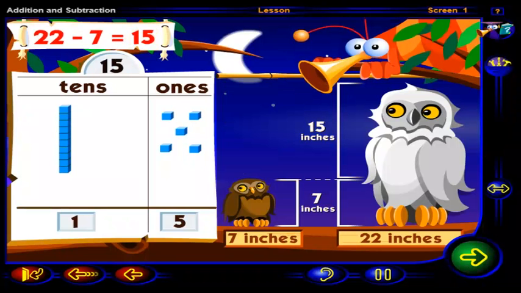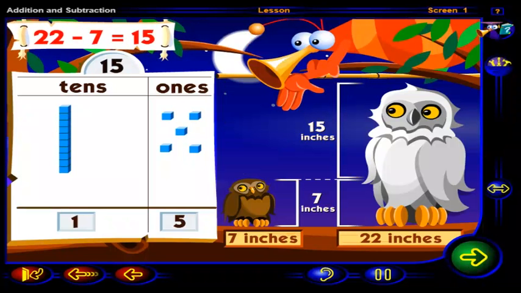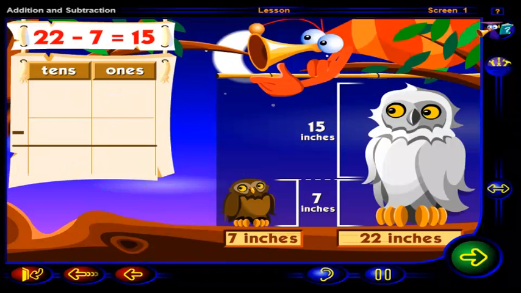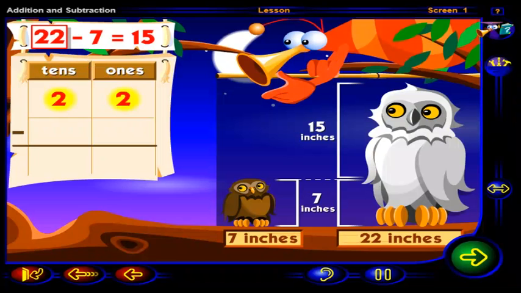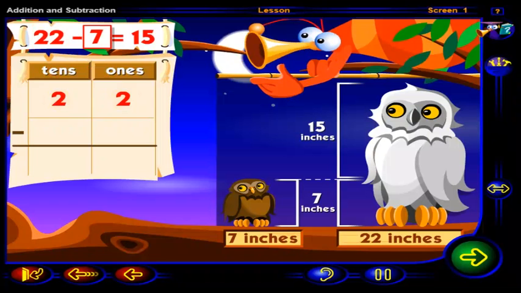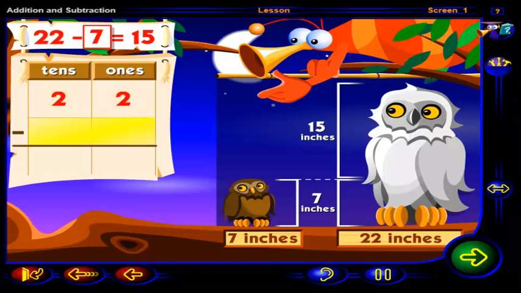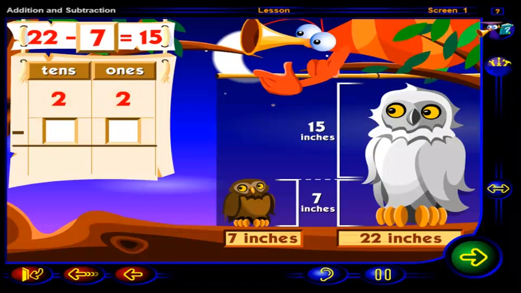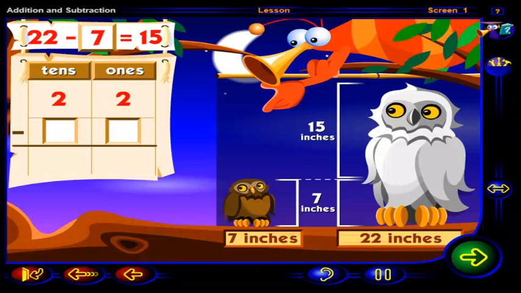Let's see if we can do this subtraction without using blocks. Since the number we are subtracting from is 22, we can place this number here. The number we are subtracting is 7, so we can place this number under 22. But does 7 go in this place or in this place? Drag this number to the correct place. When you're done, click OK.